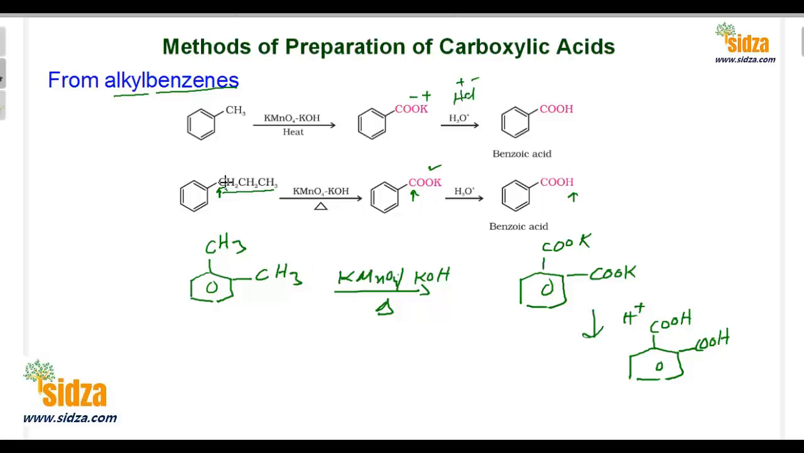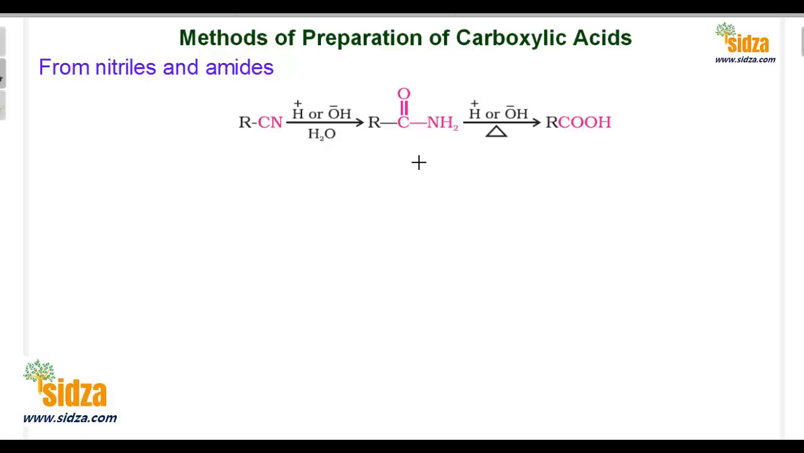Whatever the length, whether it is CH3 or CH2, CH2, CH3, it will convert it into the carboxylic acid, COOH group. We can get carboxylic acids also from the nitriles and amides. See, a nitrile is a carbon nitrogen triple bond, and if it is attached with an alkyl group, this is an alkyl nitrile, and you can hydrolyze it.